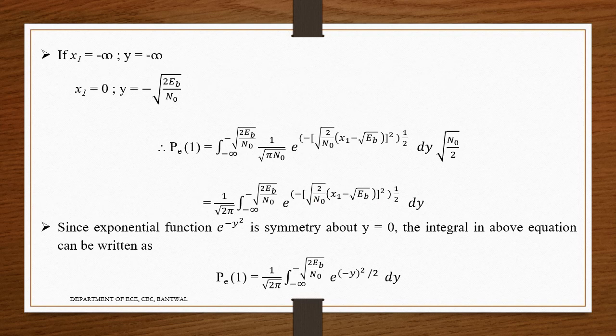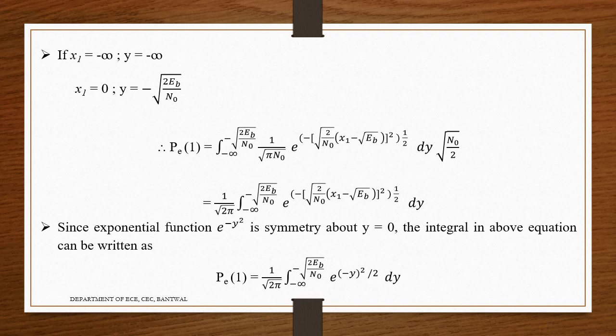So what is this? If x1 is equal to minus infinity, y is equal to minus infinity. That is what we did in the previous step. If I substitute x1 is equal to 0 there, y is equal to minus square root of 2 EB by n naught. So this is what I am doing, changing the limit here. Minus infinity remains minus infinity, but when I represent 0 there, what will happen?